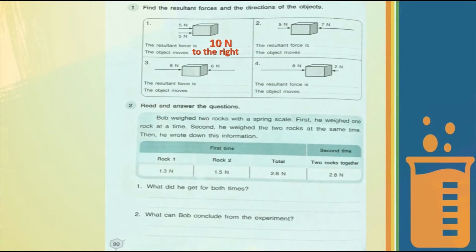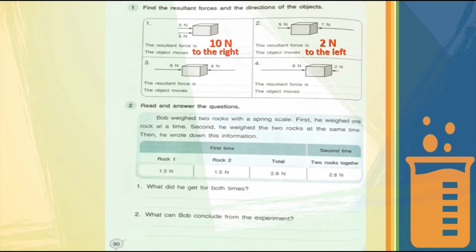We can see here for number 2 that there's 5 Newton exerted going to the right and 7 Newton going to the left. So are you going to add or subtract? You are going to subtract because this is opposite direction. So 7 Newton minus 5 Newton is equal to 2 Newton. Okay, the answer here is 2 Newton and the object will move to the left. Alright, I hope you got that item correct.